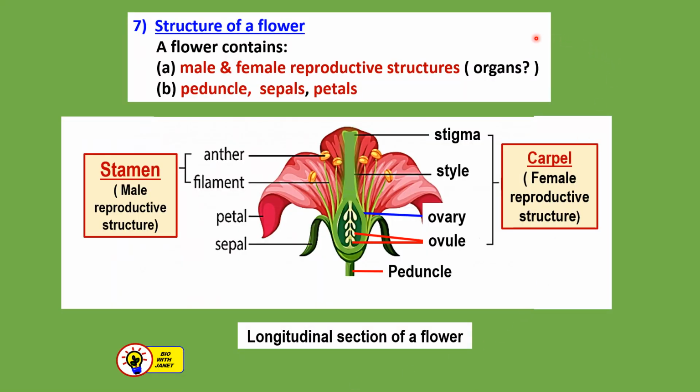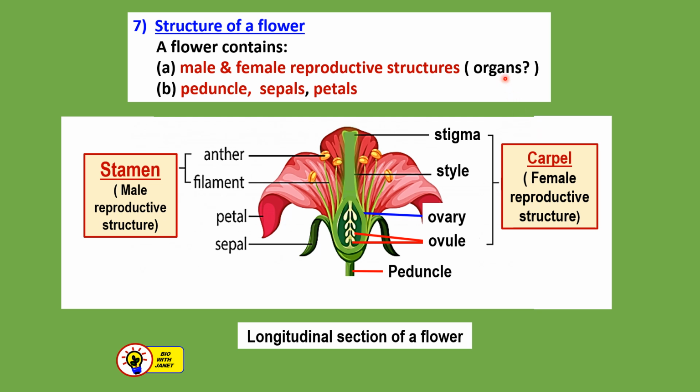So the structure of a flower. A flower contains two main sections. The first are the male and female reproductive structures, namely the stamen and the carpel. Now, the textbook uses the words male and female reproductive organs. So the organ is actually the whole flower. The stamen and carpels are just the tissues that contain the gametes. We call them the male and female reproductive structures.